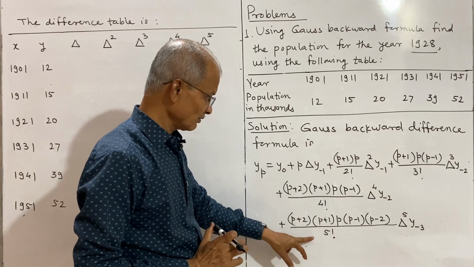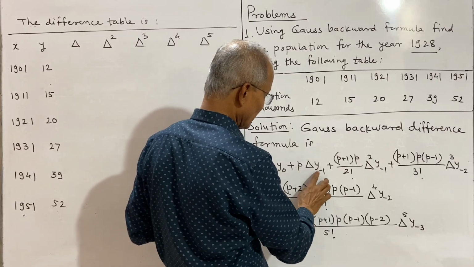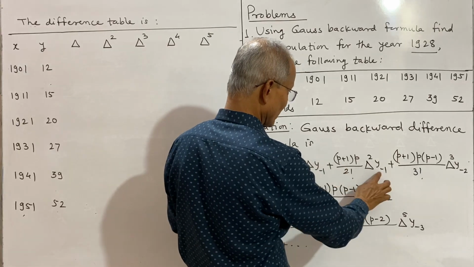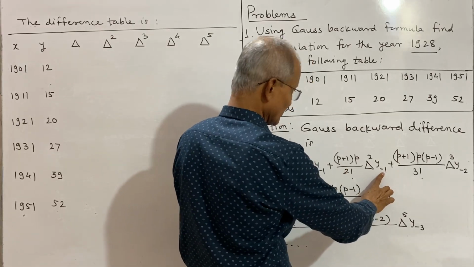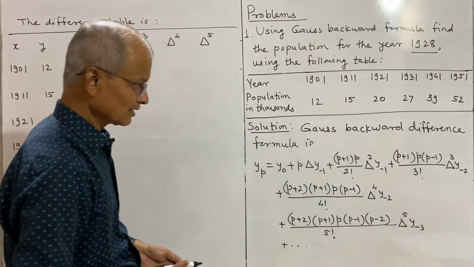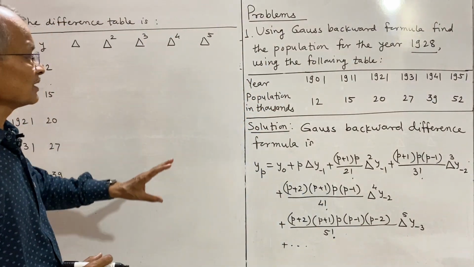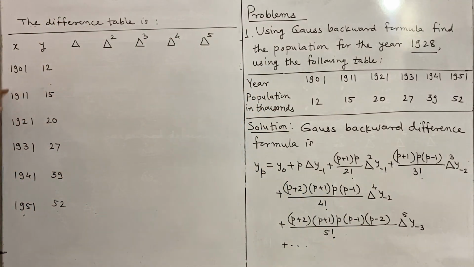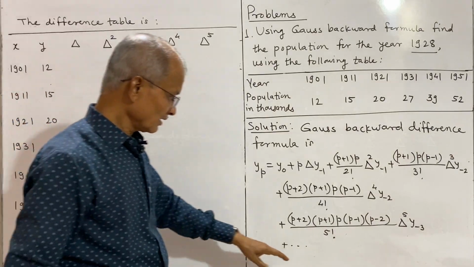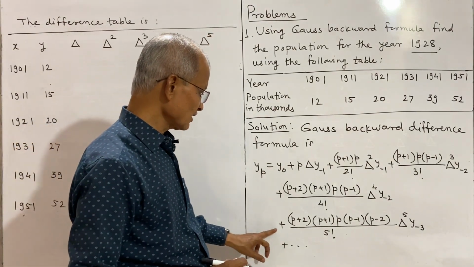We have obtained g5 dash also, and the terms are to be remembered as y naught plus p delta y minus 1, then p plus 1 into p divided by 2 factorial delta square y minus 1, 2 terms of y minus 1, then 2 terms of y minus 2, and then next will be 2 terms of y minus 3, etc. Up to 5th order we have written the terms, because 6 entries are given, and therefore the 5th difference will be constant, and the higher differences will be 0. So that's why the formula is written up to this term.